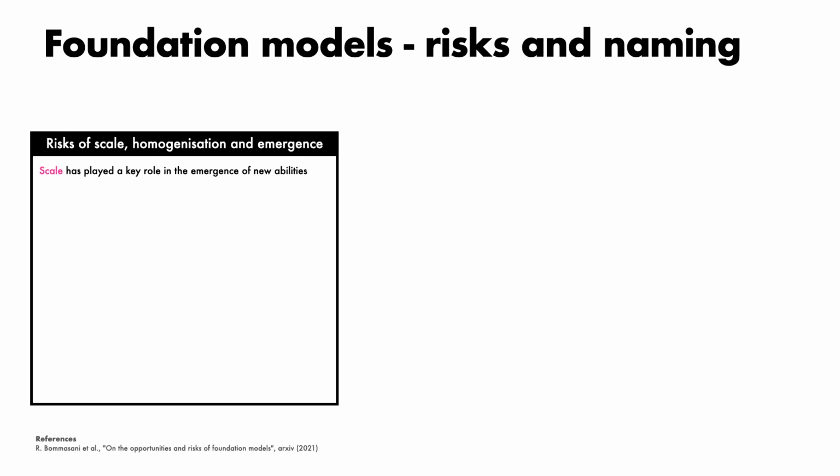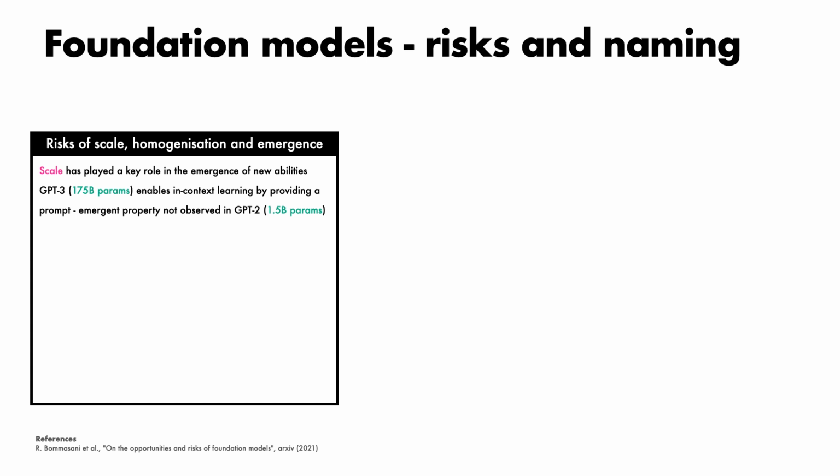Scale has played an absolutely key role in the emergence of new abilities in foundation models. As an example, GPT-3, a model with 175 billion parameters, enables in-context learning, which describes the process of adapting the model to a downstream task simply by providing it with a prompt that describes the task in natural language. This is an emergent property that was not explicitly programmed into the model and was not observed with the smaller GPT-2 model containing 1.5 billion parameters.